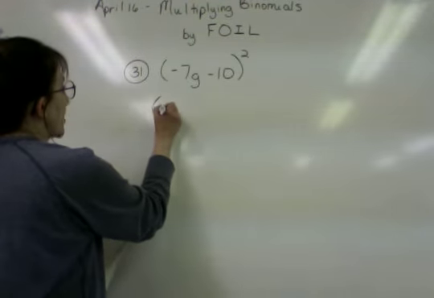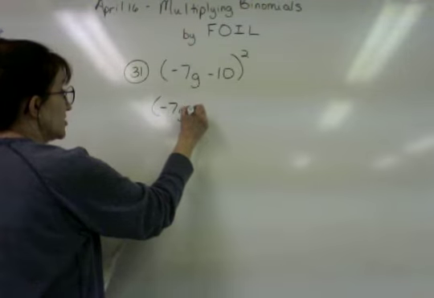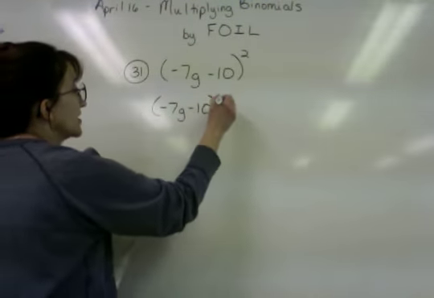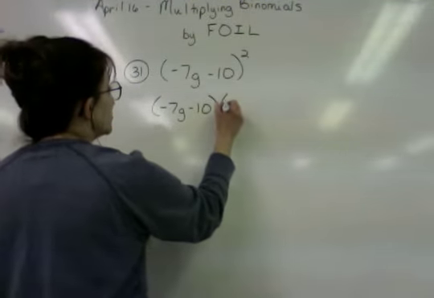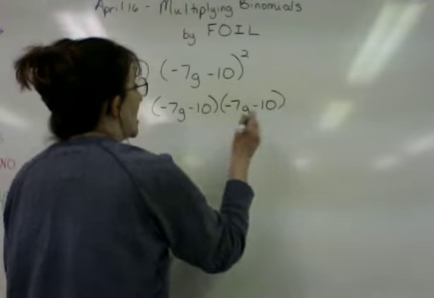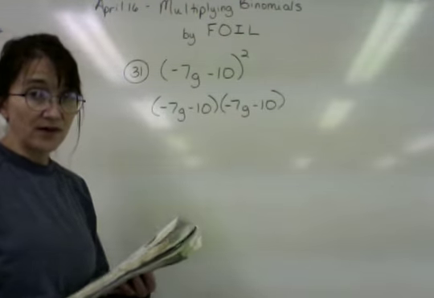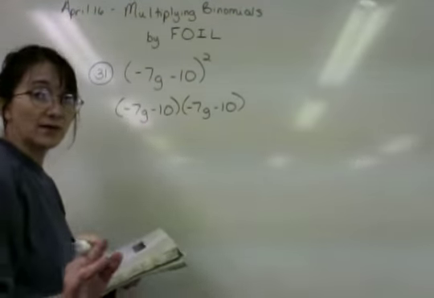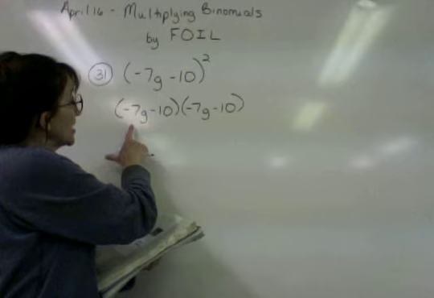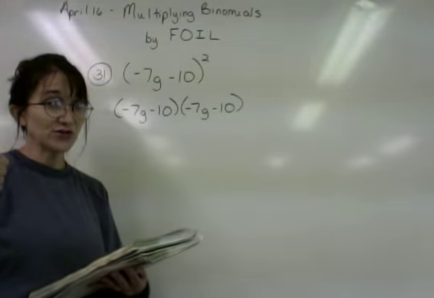So, I'm going to write this out like this. I'm going to have negative 7g, negative 10, and then I'm going to multiply that to a negative 7g and a negative 10. And once I have that written out, I'm going to go ahead and use my FOIL method once again. So, I'm going to multiply the negative 7g to the negative 7g. That's my first term.